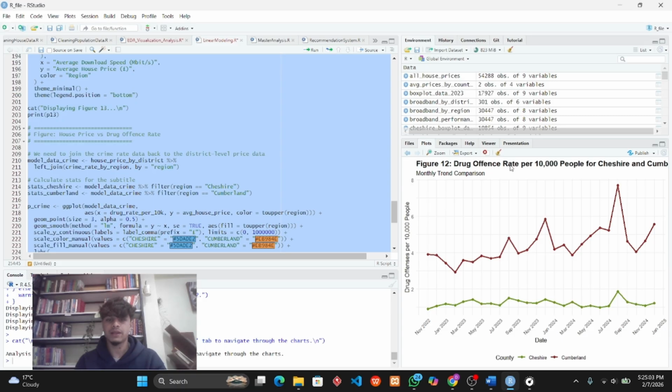Overall, the crime analysis shows that safety is not the same across regions or across crime types. This is why crime rate is included as a negative factor in the final scoring model.